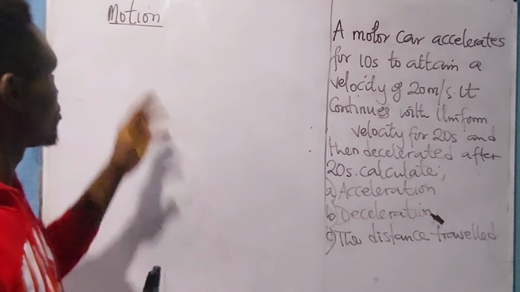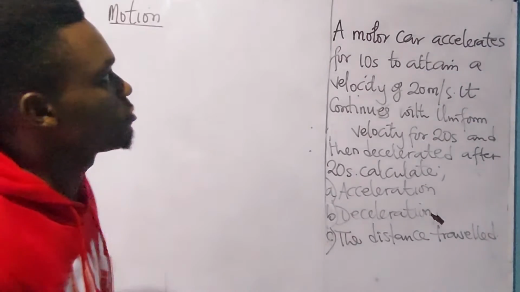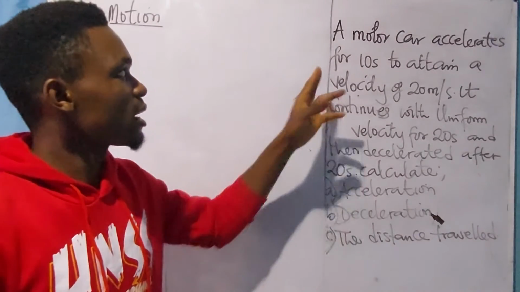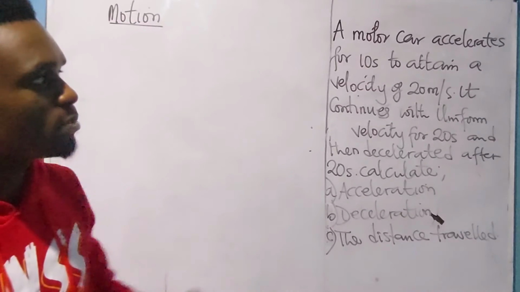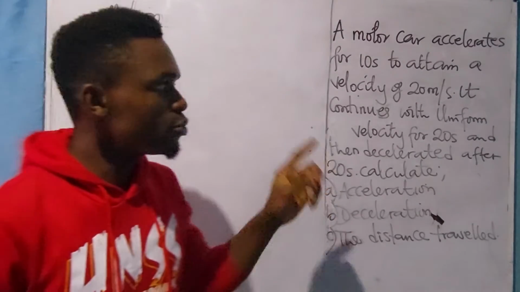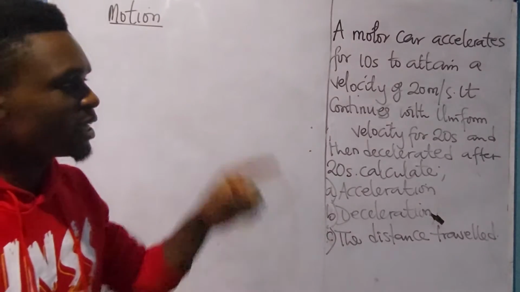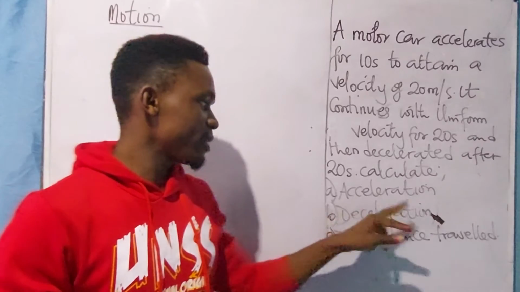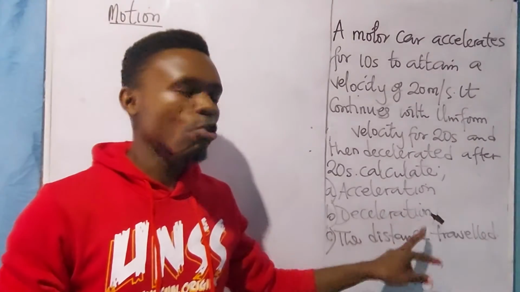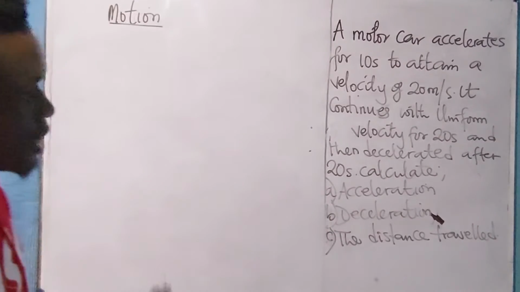Now we are still discussing motion in physics. We have a question on the board that you and I are to solve. The question says, a motor car accelerates for 10 seconds to attain a velocity of 20 meters per second. It continues with uniform velocity for 20 seconds and then decelerates after 20 seconds. Calculate the acceleration, the deceleration or retardation, and the total distance traveled during the motion.